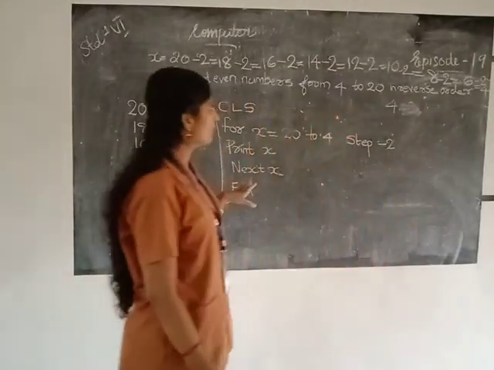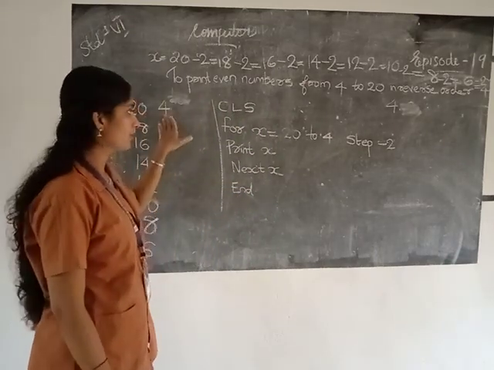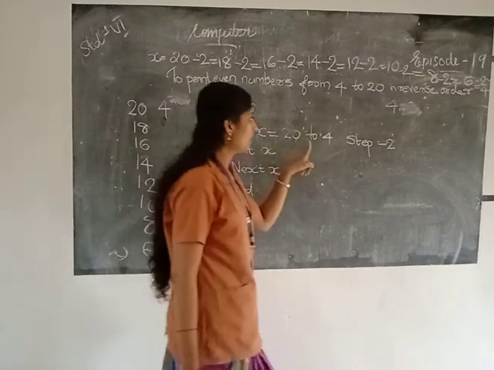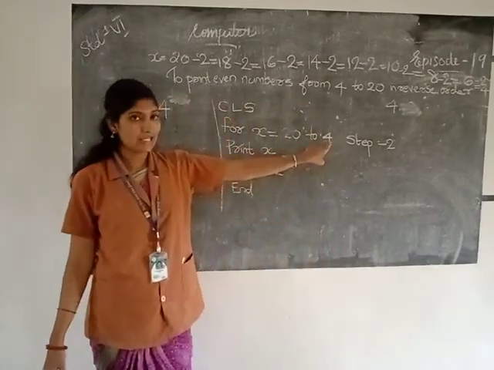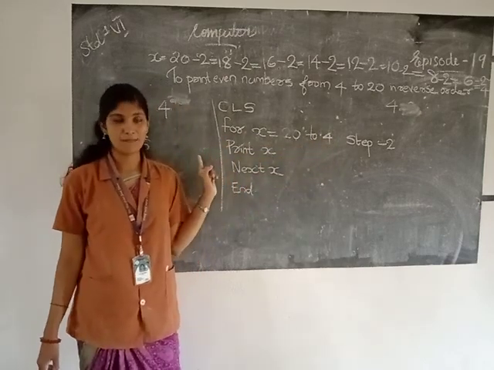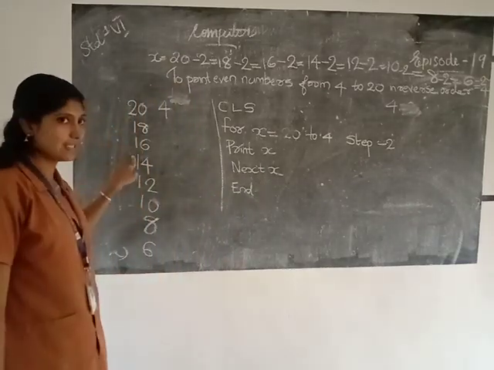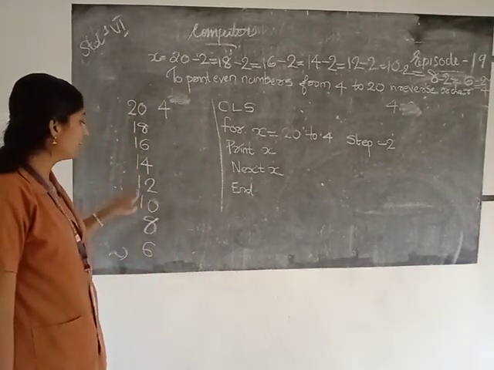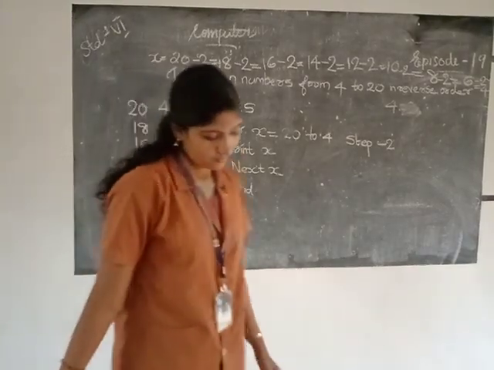So that is the final one. The last number we want to get is 4. So here for x equal to 20 to 4. After meeting the end value, it exits from the loop and ends the program. So the final result is 20, 18, 16, 14, 12, 10, 8, 6 and 4. Right.